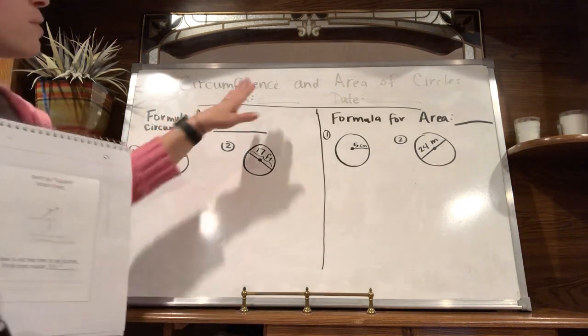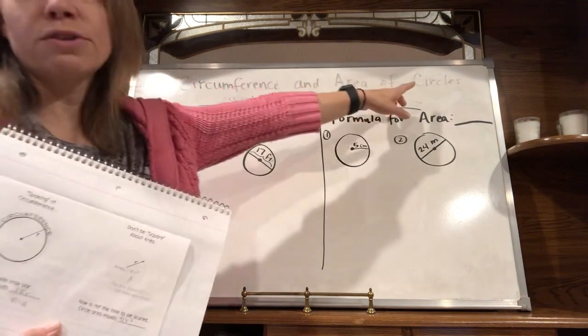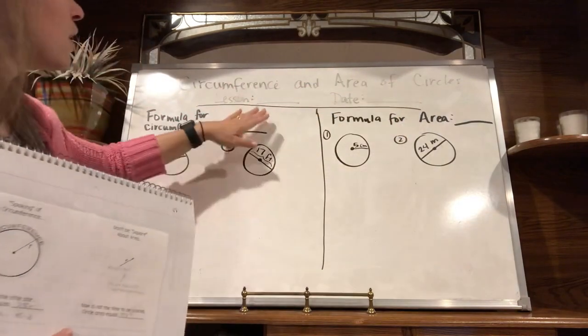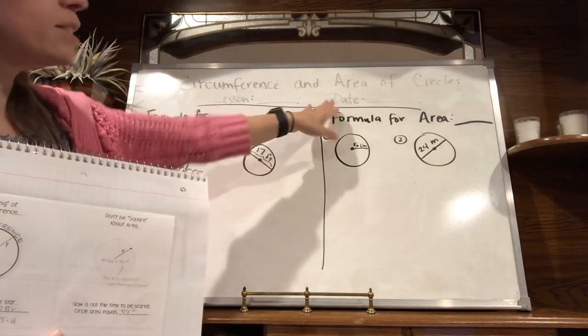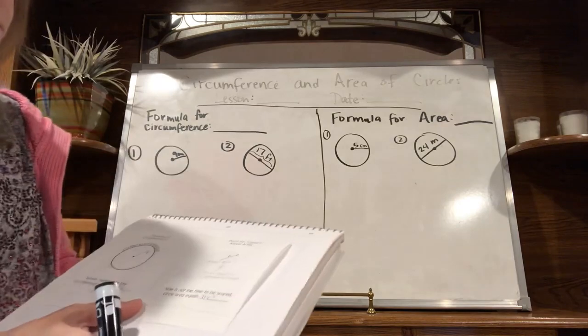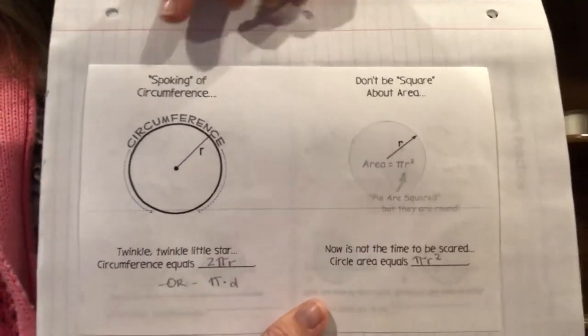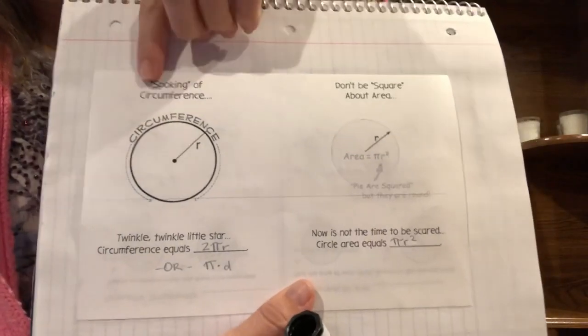Today we're talking about circumference and area of circles. Sorry, that's a little hard to read. Please fill in your lesson and date at the top of your paper. Your foldable looks like this. I have a few little puns and rhymes to help you remember.